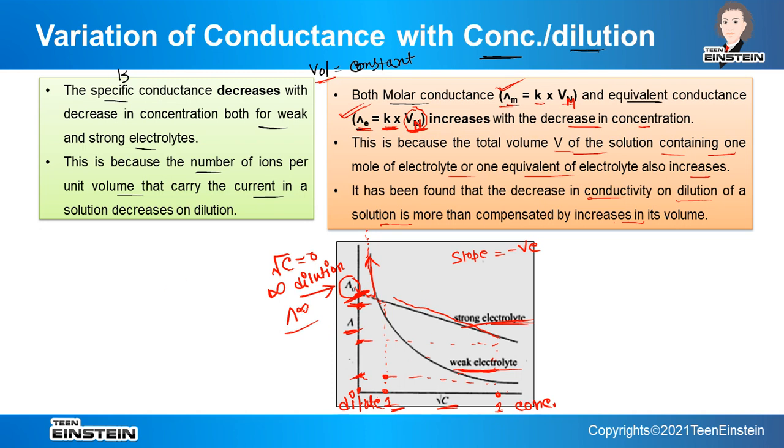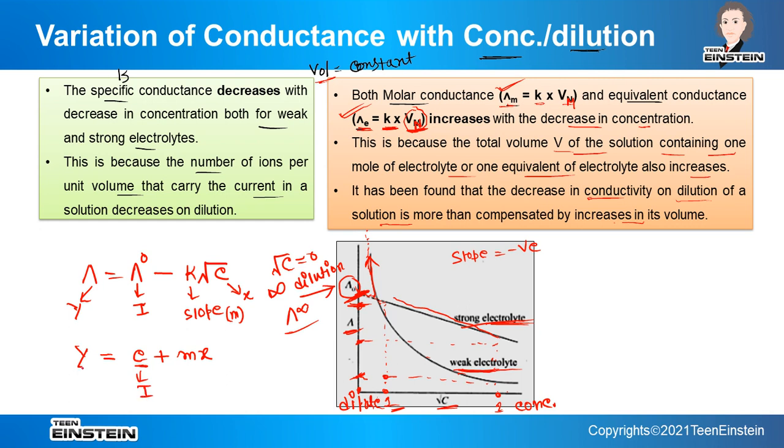what will be the equation for this type of graph? It is actually lambda equals lambda 0 minus some constant into root c. This constant is basically the slope. This is the x-axis, slope is m, this is intercept, and this value is y. So you can compare this equation with y equal to c plus mx, where c is intercept, y is lambda, m is slope which is minus k, and x is root c.